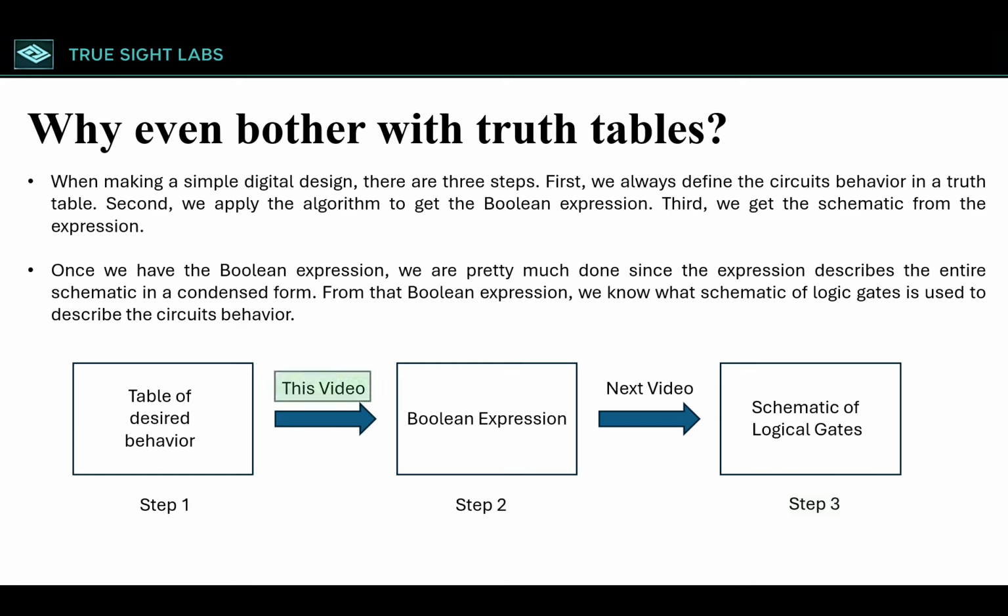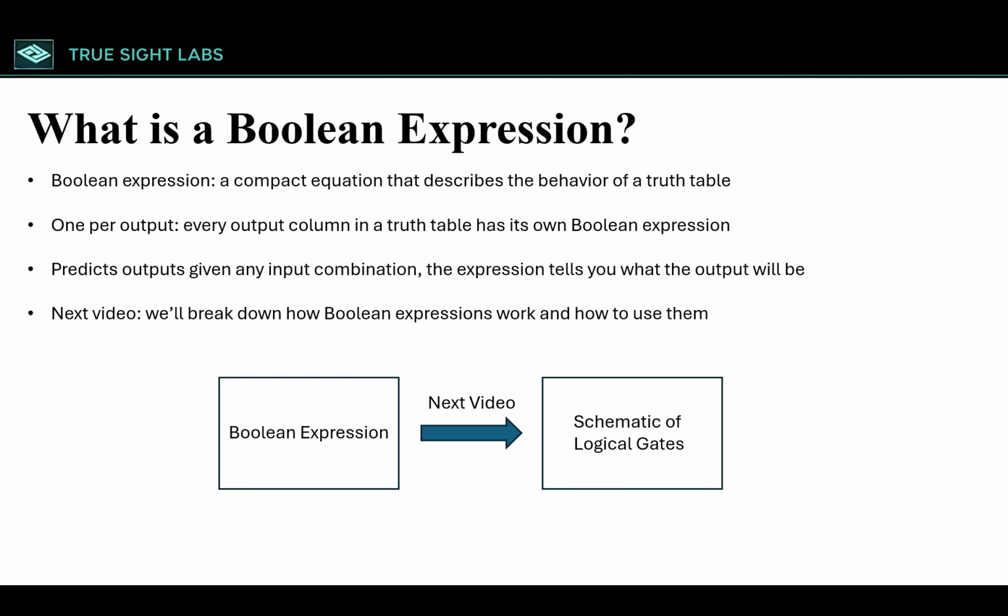In this video, we will only cover how to extract the Boolean expression for a given truth table. In the next video, we will go over how to draw the schematic of a Boolean expression. Now you might be wondering, what is a Boolean expression? Well, a Boolean expression is a compact equation that describes how an entire truth table works. Every output of a truth table has a Boolean expression, and from that expression you can determine what the output will be for any combination of inputs. Next video, we will explain how Boolean expressions work.